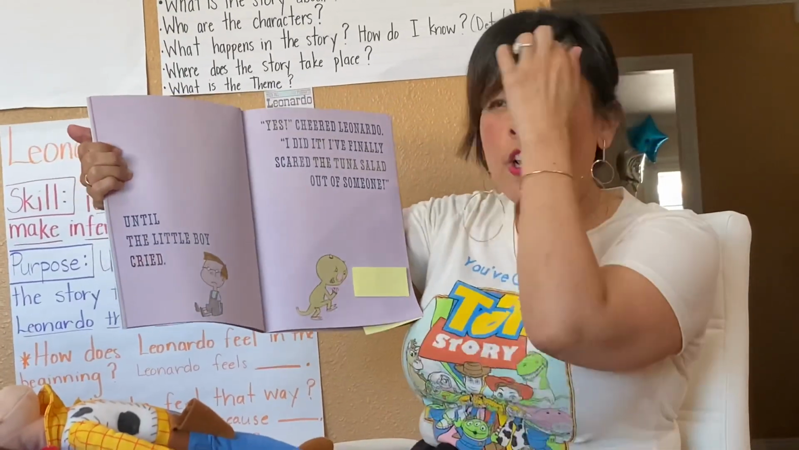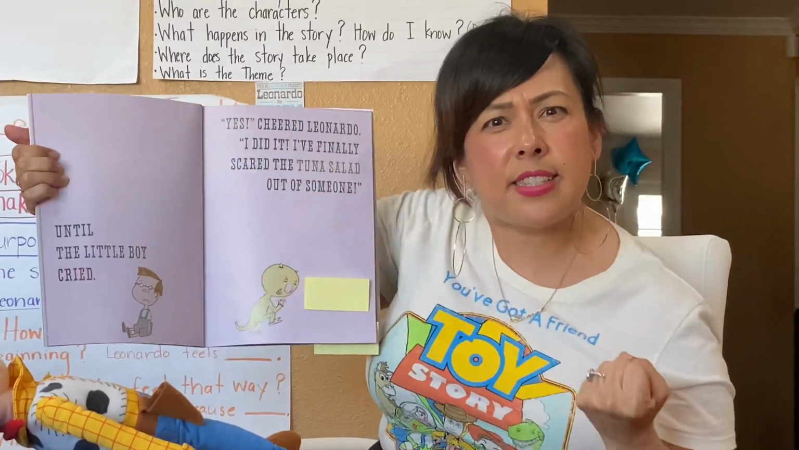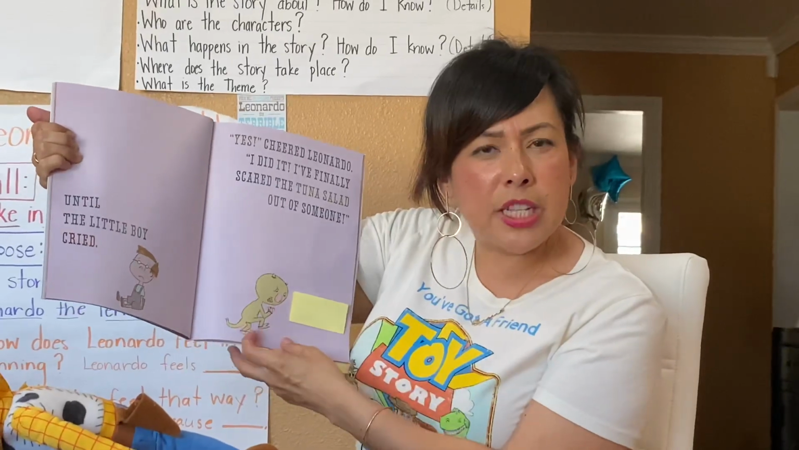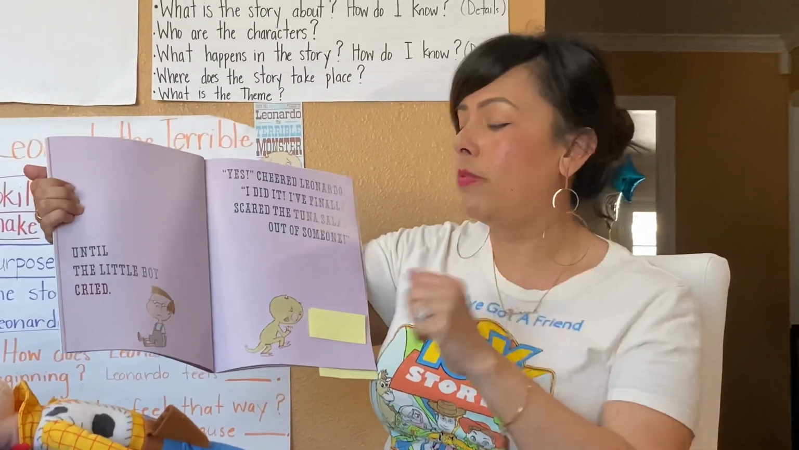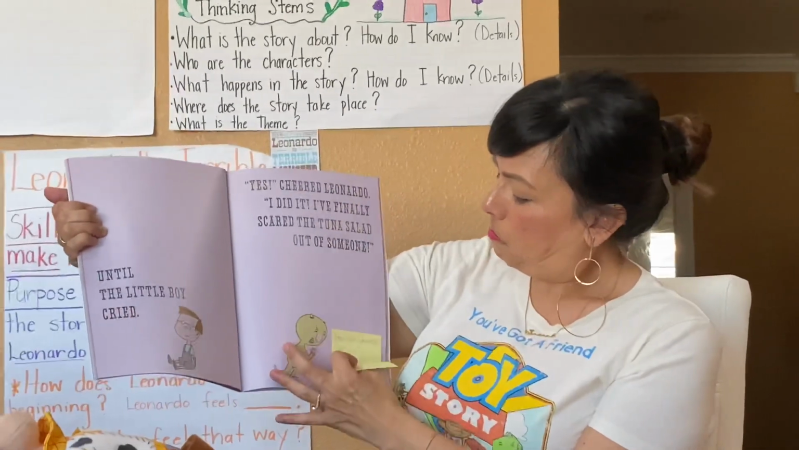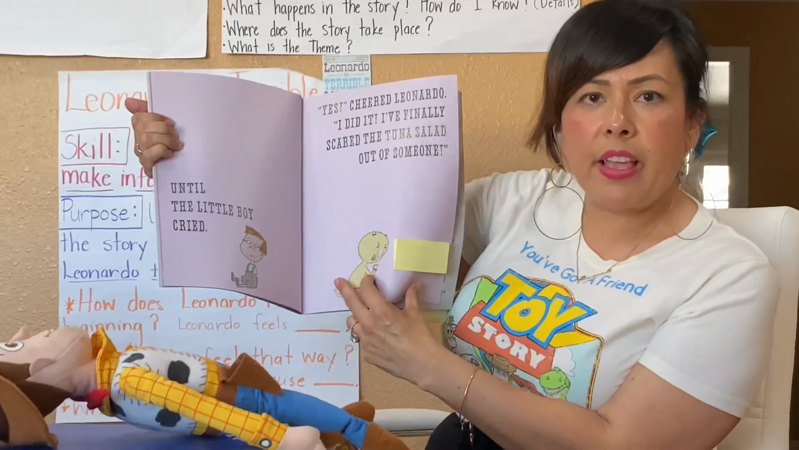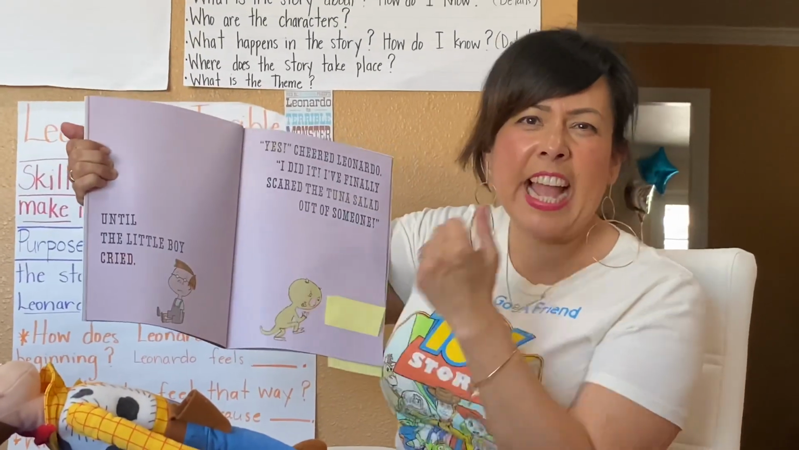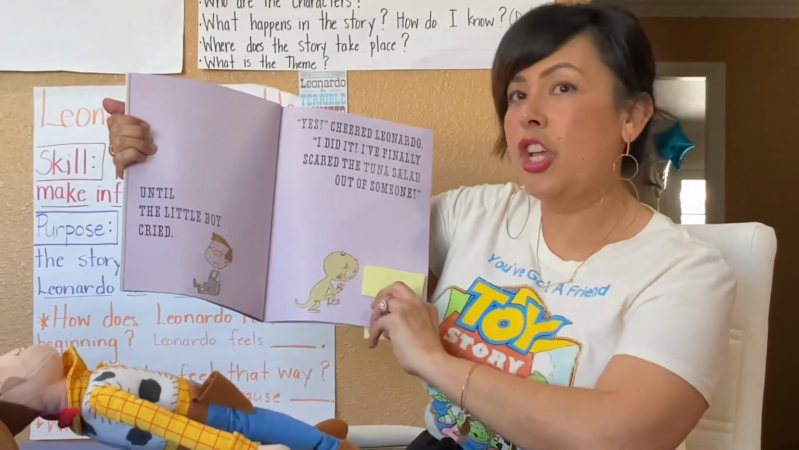So how does Leonardo feel? Look at him. Yes! Yes! How does he feel, boys and girls? Stop and make an inference. I want you to jot down. Stop and jot. How does he feel? I have an idea of how he feels. I think he feels proud of himself. He feels like, I did it. Because he's crying.